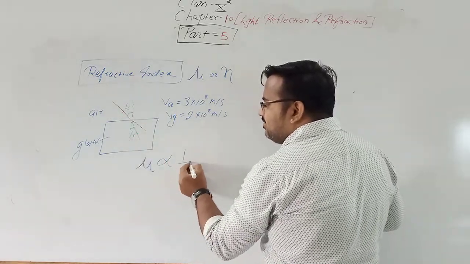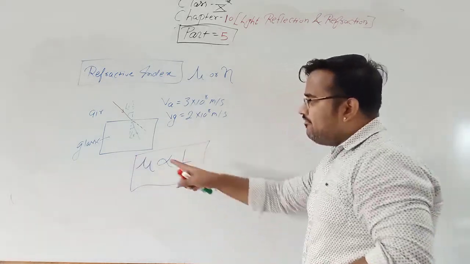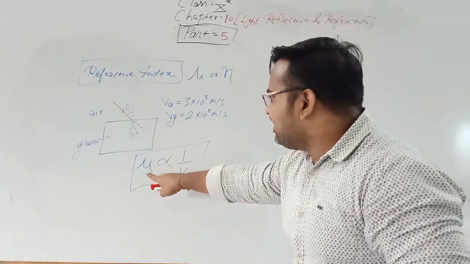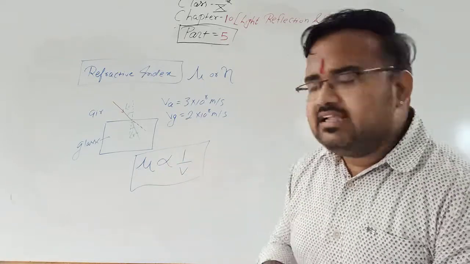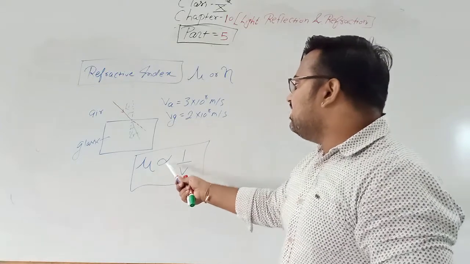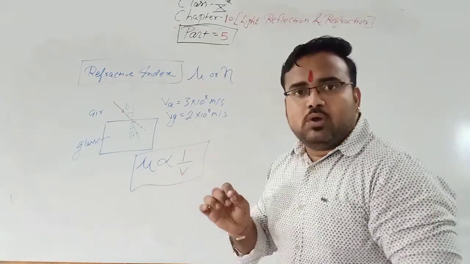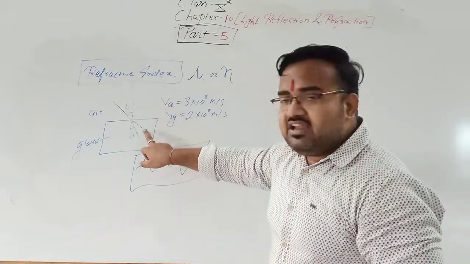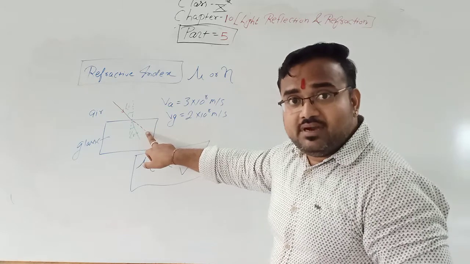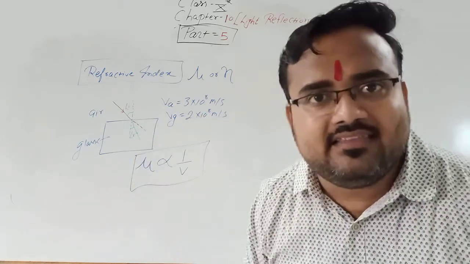The refractive index of glass is inversely proportional to the velocity of light. Now, why have I written this? Because if I increase the density of this medium, then 100% the velocity of light will decrease.